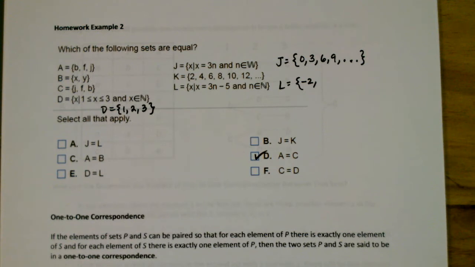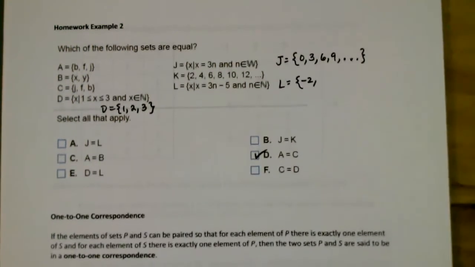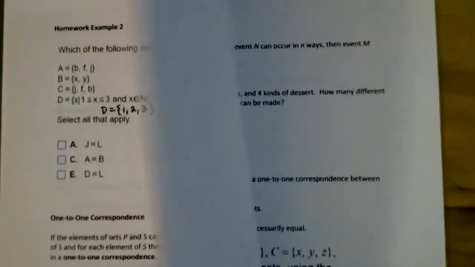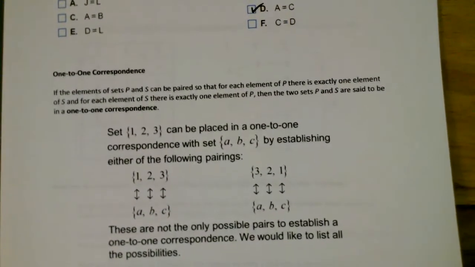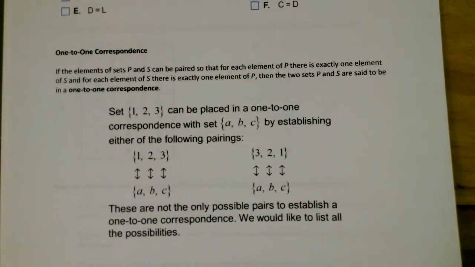Okay. All right, next we'll look at one-to-one correspondence. And it says here, if the elements of sets P and S can be paired so that for each element of P, there is exactly one element of S, and for each element of S, there is exactly one element of P, then the two sets P and S are said to be in a one-to-one correspondence.